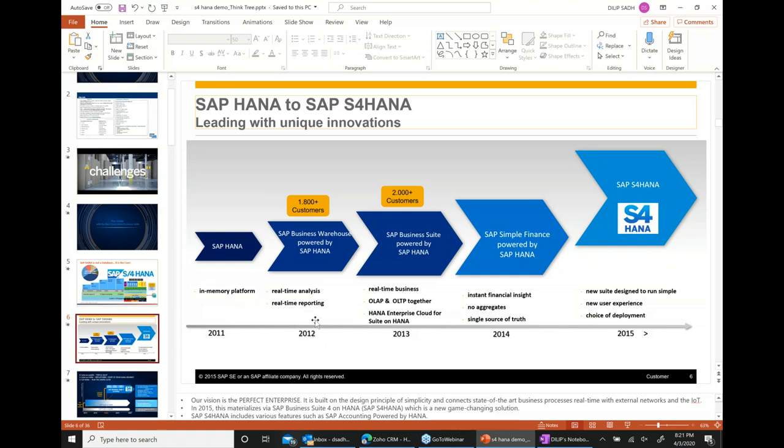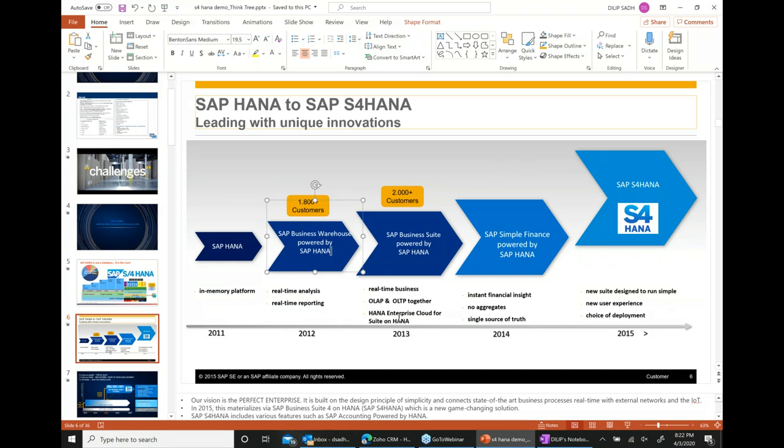Now then, in 2012, their business warehouse, if you remember, they used to have a product called business warehouse, BI. So they enabled BI first and foremost on HANA. The first product which they migrated was business warehouse or BI.